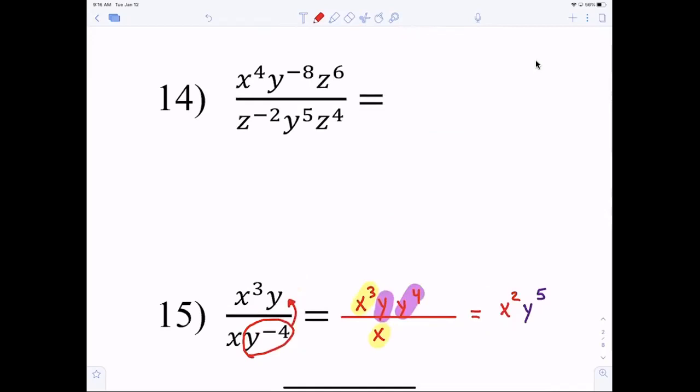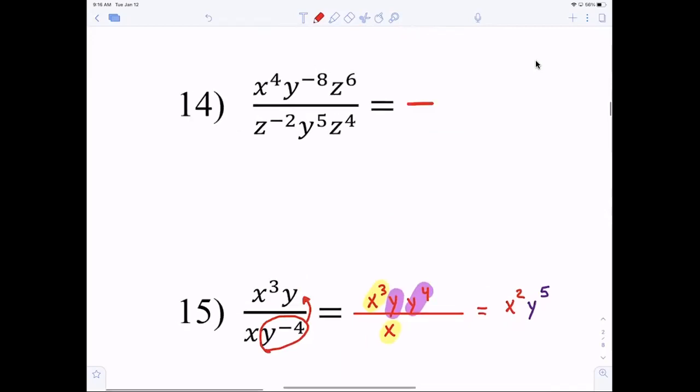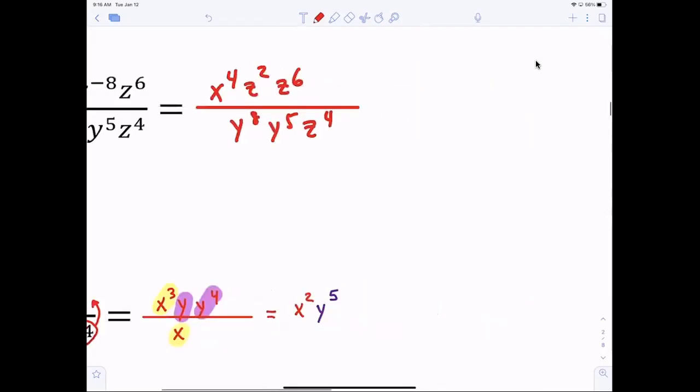Rivers. Okay, so you have to change the negatives. Yes, that's the first thing. X to the 4th, z squared, and then z to the 6th over y to the 8th, y to the 5th, and z to the 4th. Wow. Thank you. That is perfect. That's my recommendation: look at negative exponents and move them. Now, finally, what do I do?